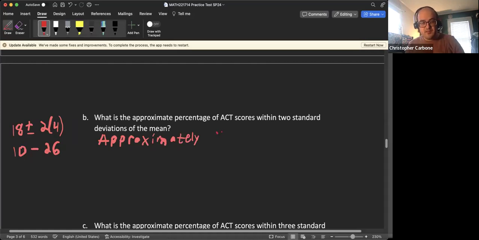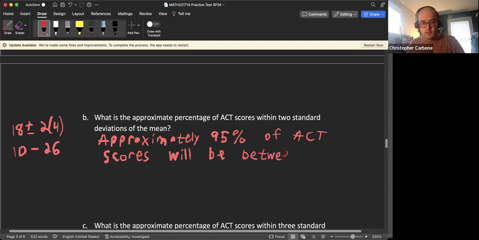Approximately 95% of ACT scores will be between 10 and 26.